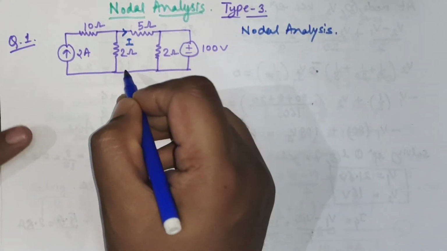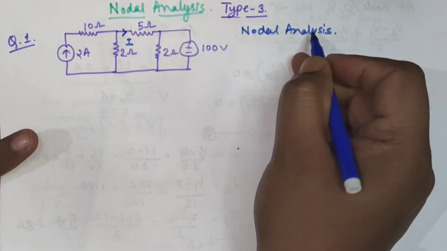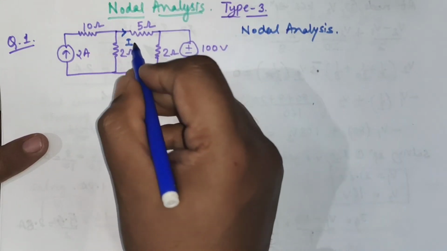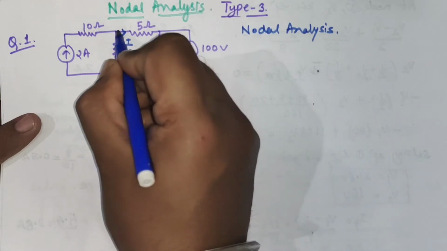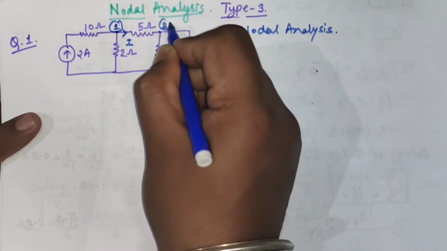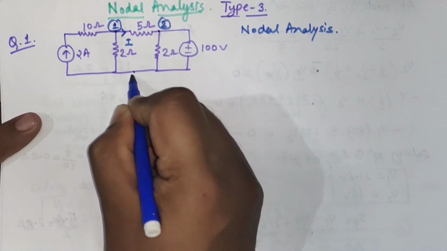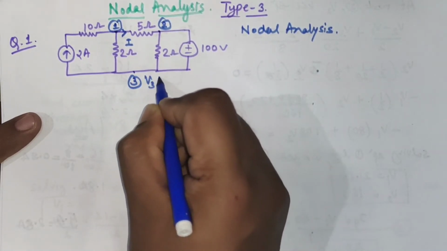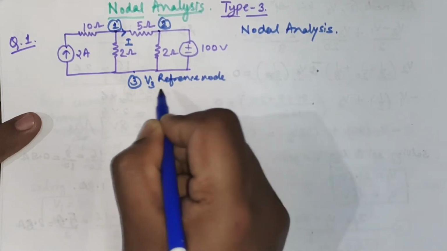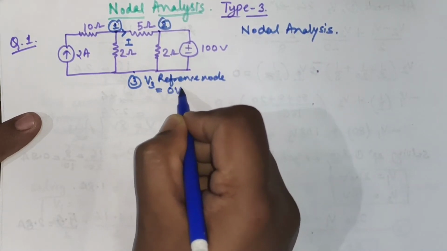To solve this question using the nodal analysis method, we need to first find the number of nodes. Here we have 3 nodes. This is node number 1, this is node number 2, and the third is a reference node. V3 is the reference node, and the V3 voltage is 0 volt.